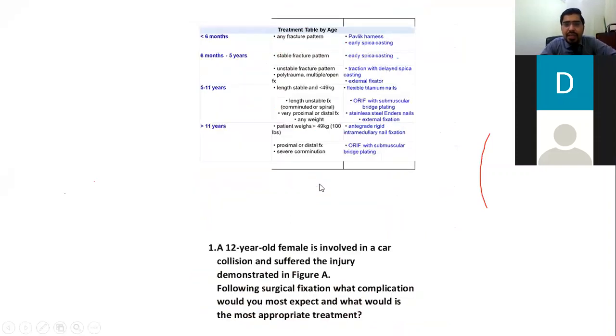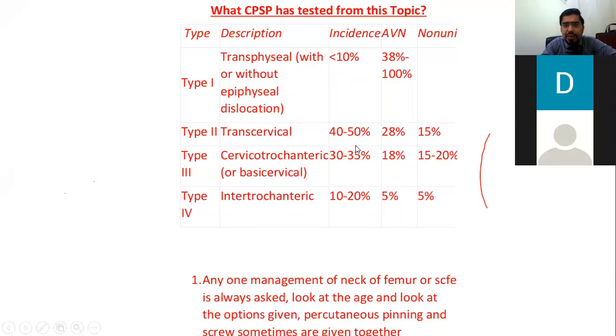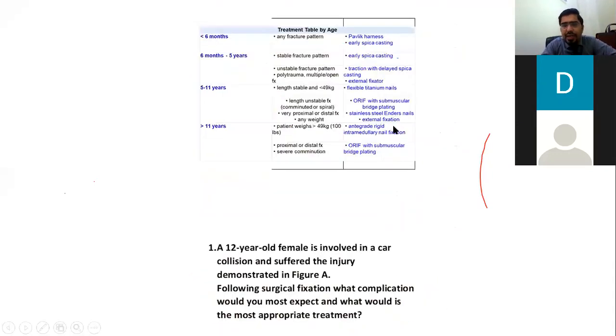Then comes the next thing, treatment table with respect to age. As I have given you this table, I also want you to memorize the femur fracture, shaft of femur fracture treatment with respect to age.